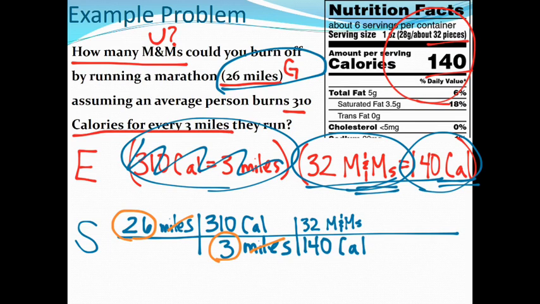I can cancel out those calories if I need to visually see those units going away. So now I'm left with M&Ms, and that's what my unknown was. As soon as I have my unknown units up on top of my dimensional analysis, then that means that I am ready to stop setting it up and actually solve for my answer.